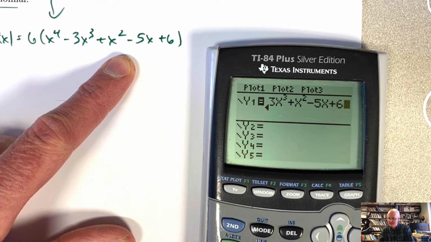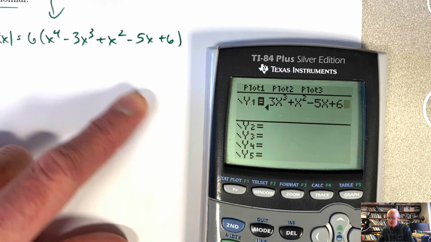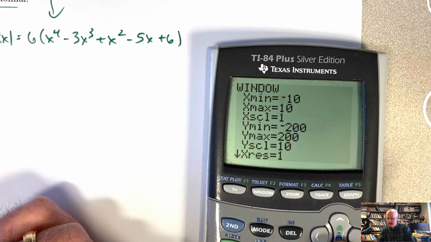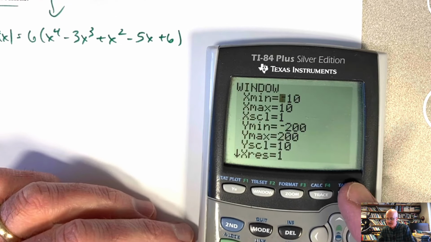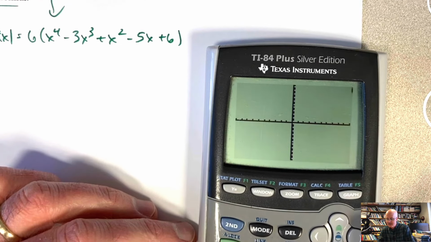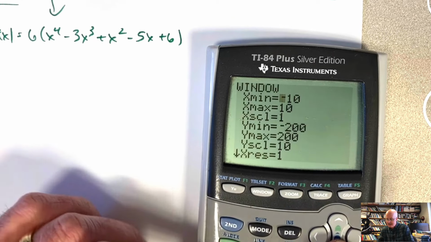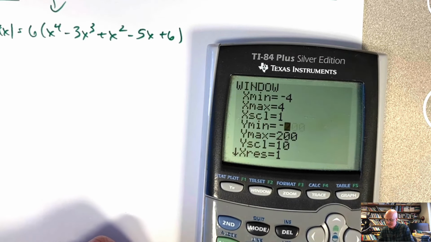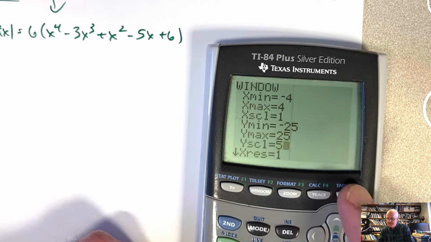The y-intercept of that thing will be 6. Who can say offhand what the x-intercepts will be? I'll go ahead and try this window to start with and then narrow it down a bit. It is a fourth degree. Okay, I'm going to want to zoom in there closer, like negative 4 to 4 maybe, and negative 25 to positive 25. Let's see what we see.